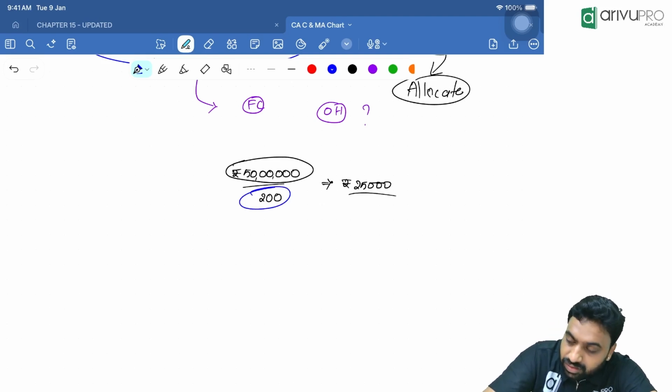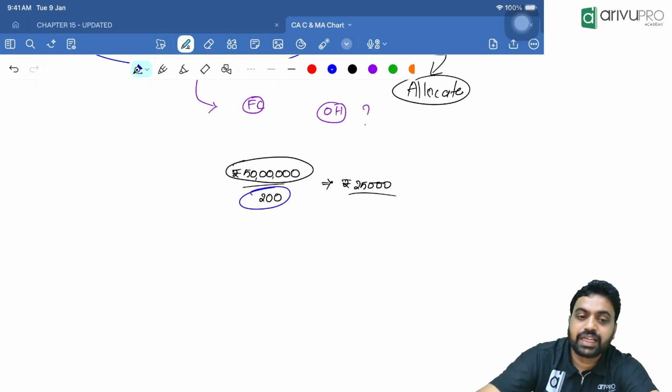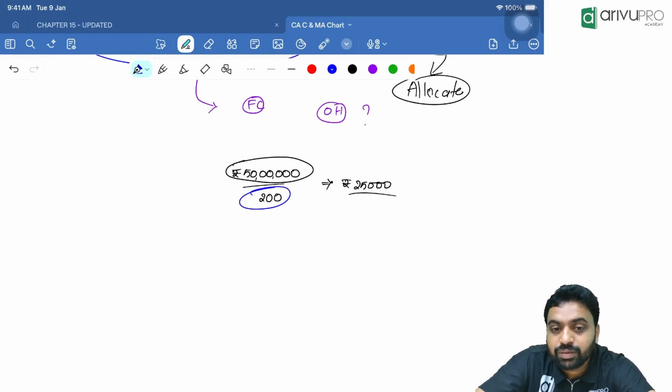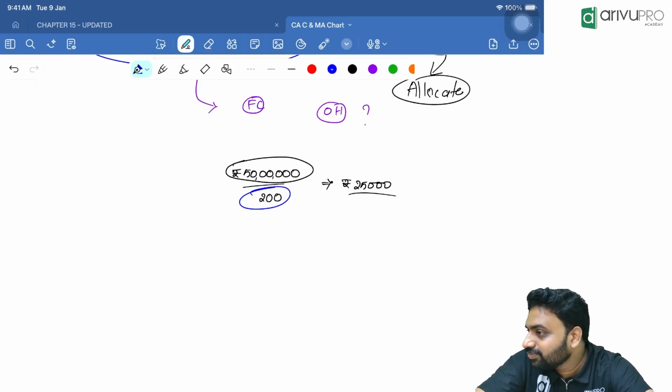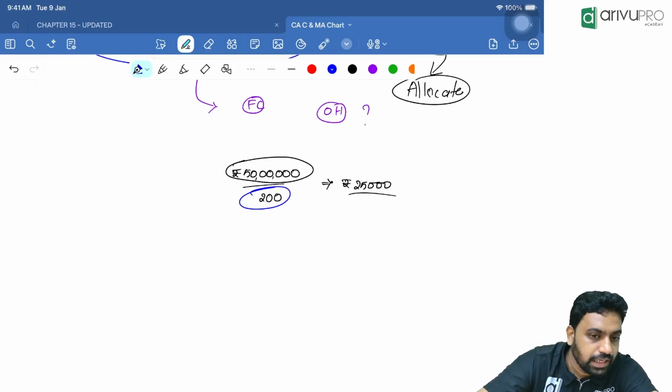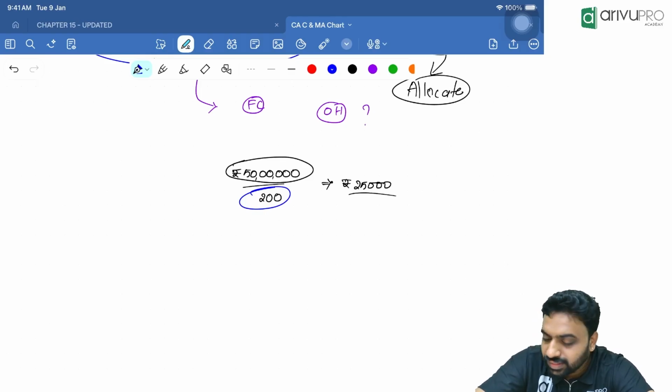Second, students might be less than 200. Students might be more than 200. Students might be less than 200. Students might be more than 200. That means now my question is, what you estimated, is it exactly matching?